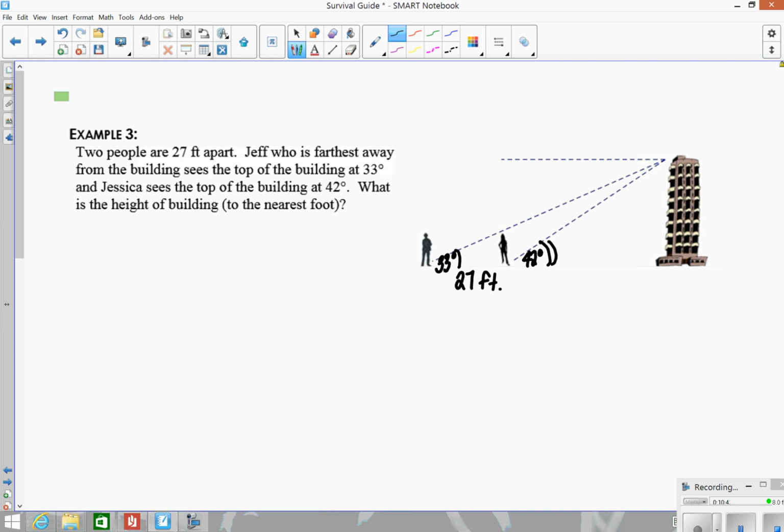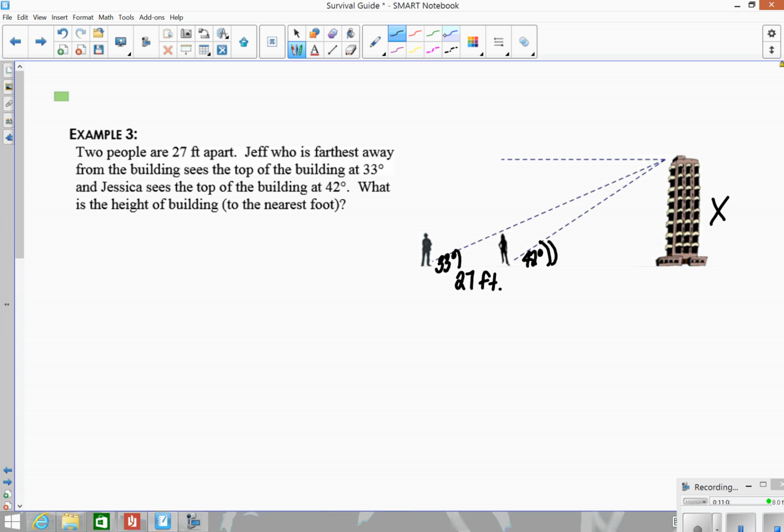Remember, when you're talking about angles of elevation and depression, you're always measuring from the horizontal line. So elevation, you're measuring from the horizontal line below. Depression, you're moving from the horizontal line above. So then from here, we're trying to find what is the height of the building. So this is what I'm trying to find. I'll call this X. This is my end goal here.